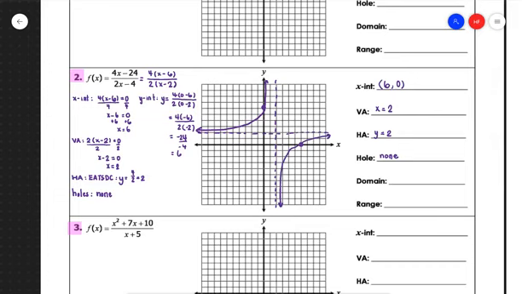Then for the domain, negative infinity to that asymptote, which occurs at 2. And then from the asymptote and on. Same thing with my range, goes up to the asymptote which occurs at 2. And then on.